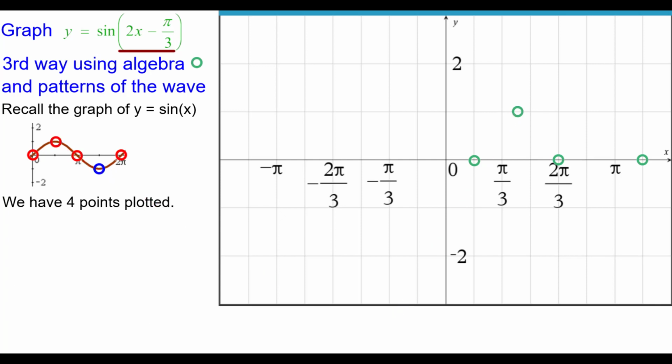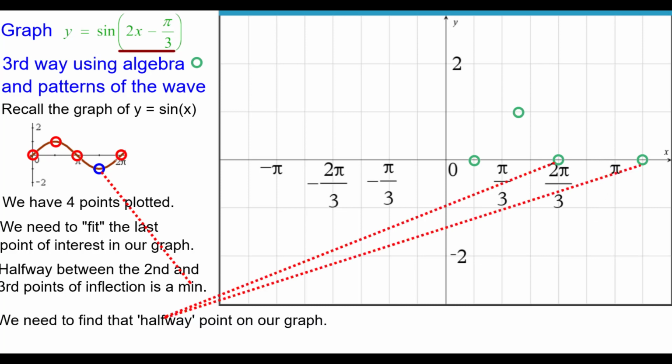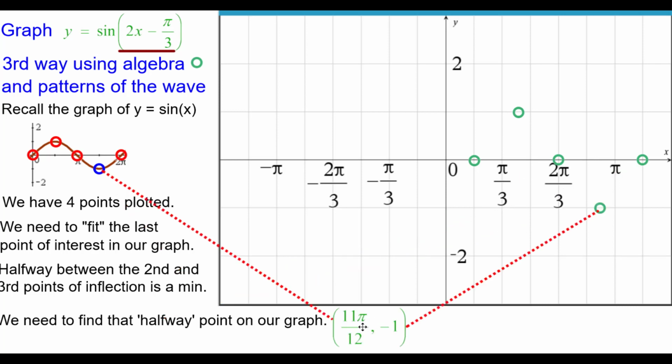So we have 4 points plotted. The fifth one we have to fit in is our last point of interest. And it's halfway between these 2 points of inflection, and it's a minimum down here. So we can plot it. And then we can also just come up with the coordinates. So 11 pi over 12, comma, negative 1.